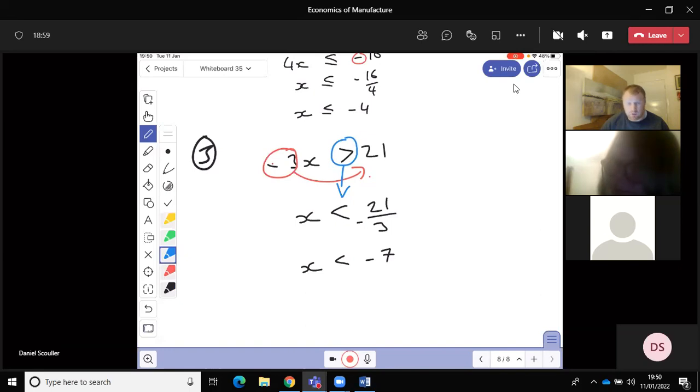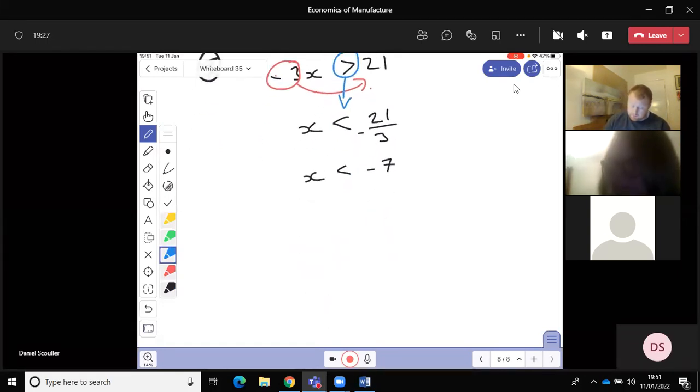Okay, so that's what I mean by flipping the symbol. Negative 3x is greater than 21, but positive x is less than negative 7, right? So it's sometimes quite a difficult one to think about. But that's what I'm essentially saying when I'm saying change that sign. Likewise, whatever way that arrow's pointing, it's always the same.